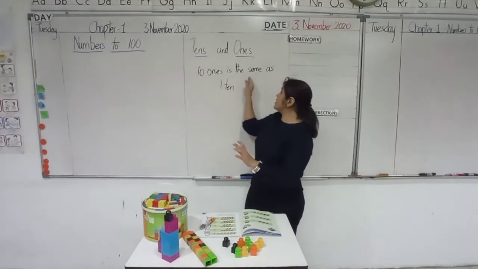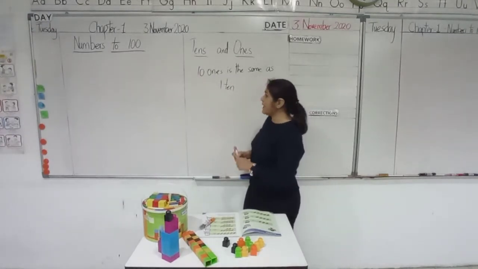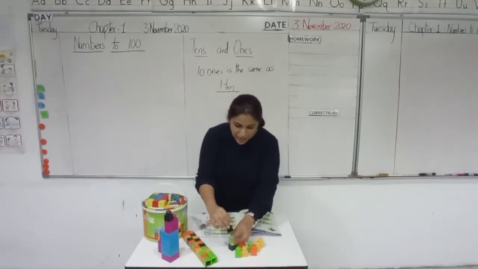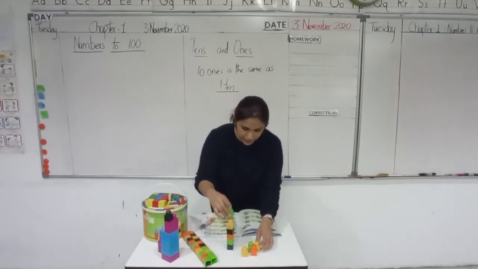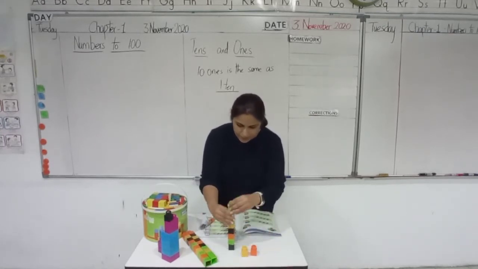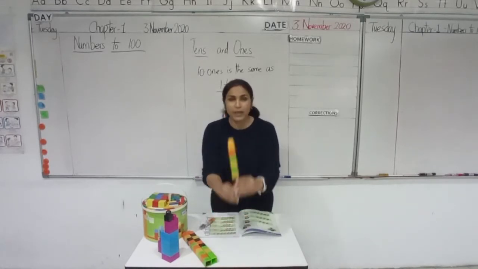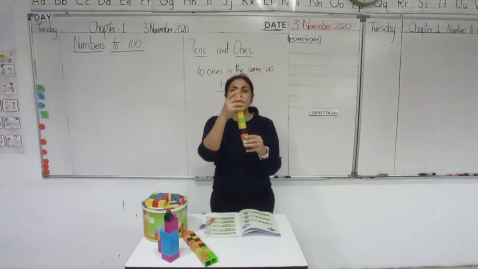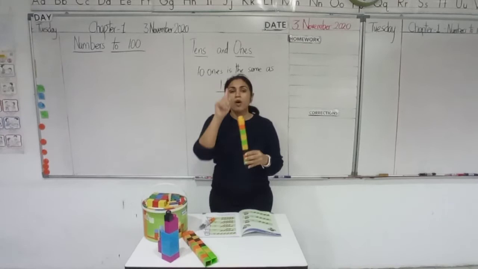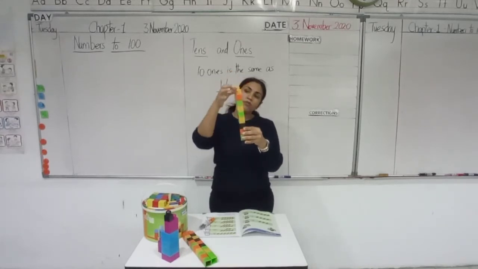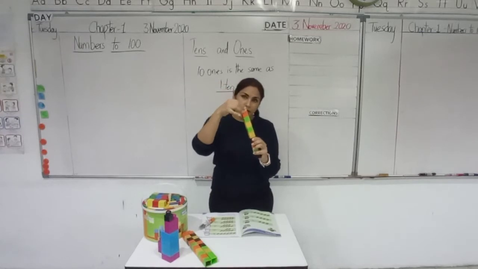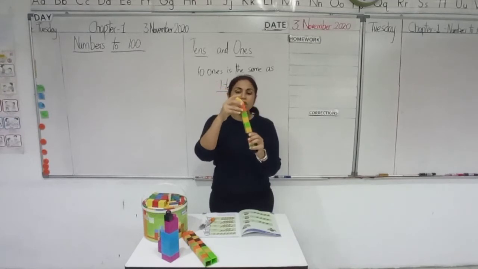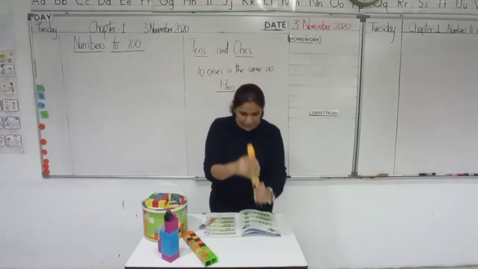Okay, is the same as 1 ten. What do you mean by that? That means I'm gonna stack up. Look at this. I am gonna stack it up. This is 1 ten. That means one stick of 10 cubes. Say with me, one stick of 10 cubes. Okay? One more time. One stick of 10 cubes. Alright? So this is 1 ten.